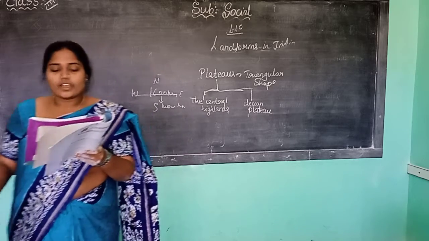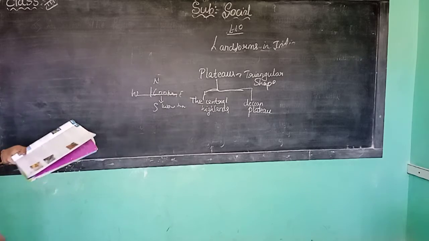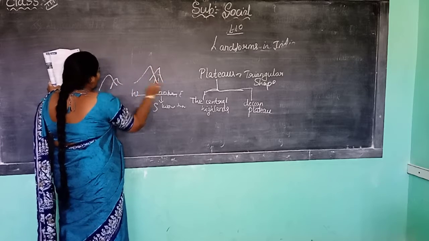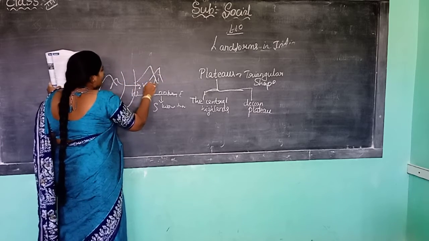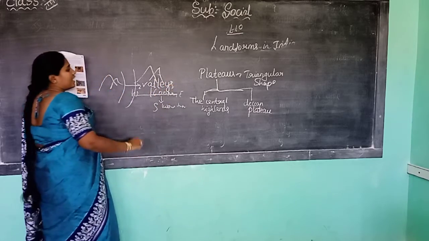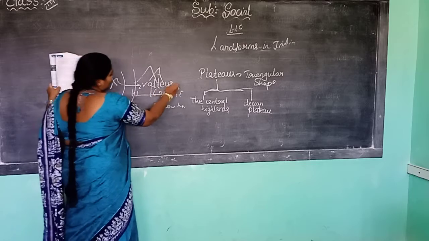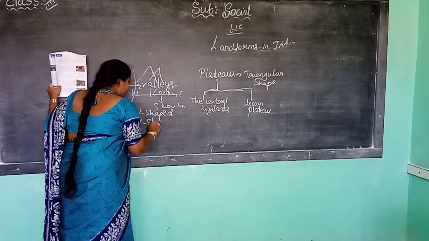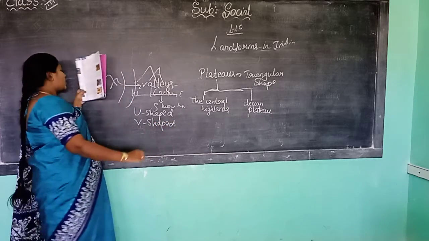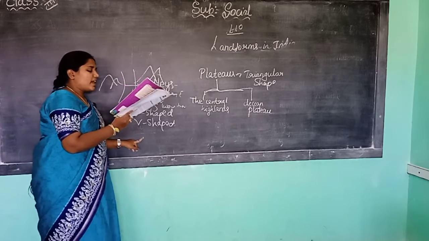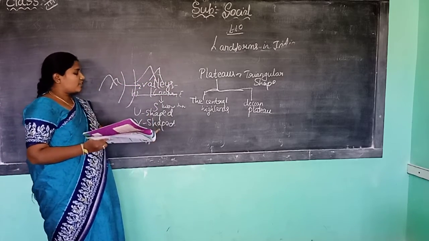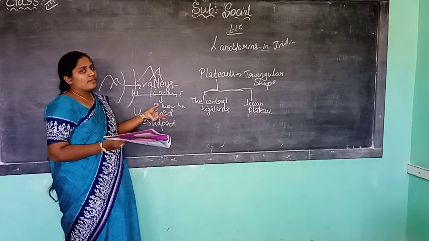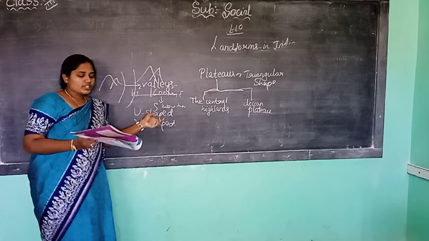Next is valleys. Valleys are low-lying flat areas between hills and mountains. See the picture, the area between the hills and mountains. This area is known as valleys. They are classified into two groups, which are U-shaped and V-shaped. V-shaped valleys are formed by flowing rivers, and from the glaciers U-shaped valleys are formed.